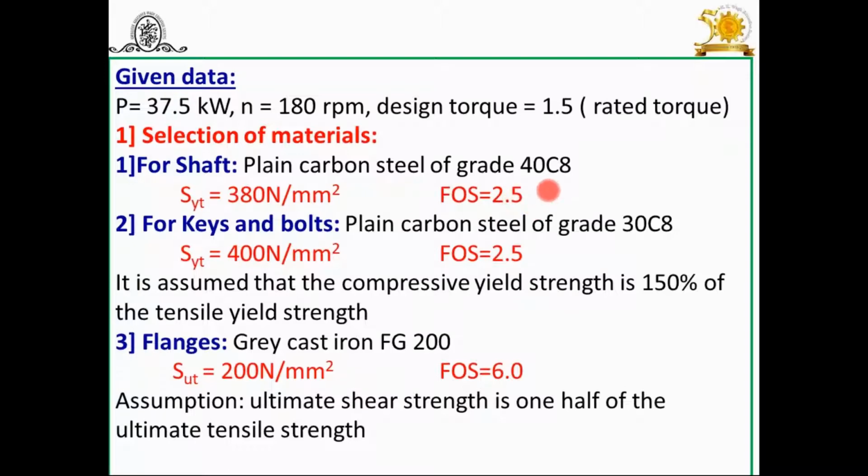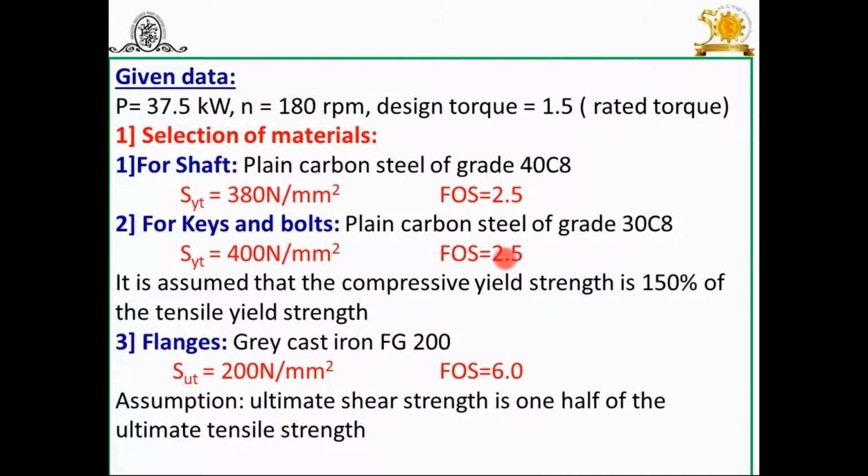Second thing, factor of safety. I have already told you last time also that generally it is in the range of 2 up to 3, you can take, no problem, but FOS should be in between. I have taken 2.5. Then for keys and bolts, there are other elements: keys and bolts. Now here in this design of rigid flange coupling we have selected plain carbon steel grade 30C8, SYT 400 Newton per mm square, FOS 2.5 here.